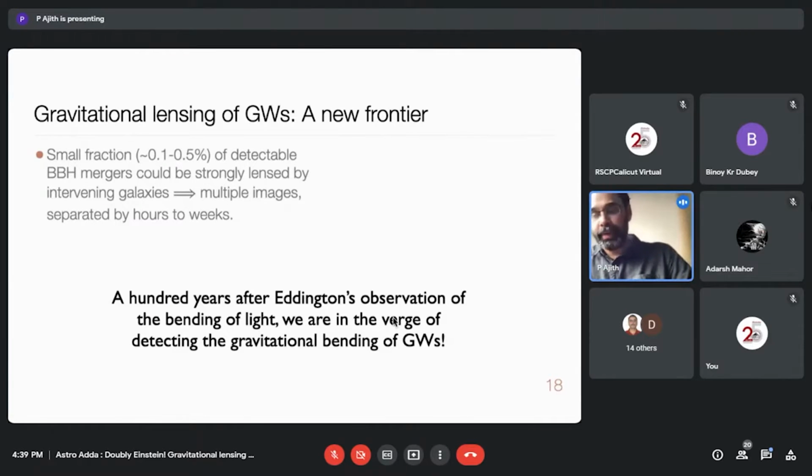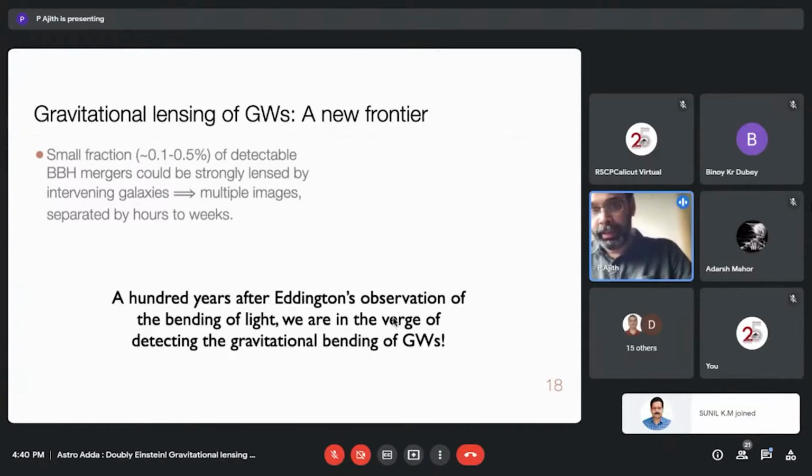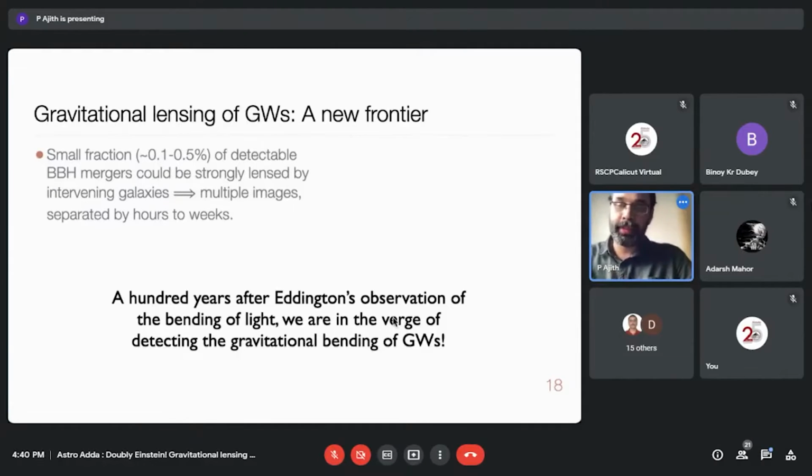The recent estimates have shown that a small fraction of these gravitational wave signals detectable by LIGO and Virgo in the next few years will be strongly lensed by intervening galaxies. And the probability is very small. It's just of the order of 0.1% to 0.5%. But because we will be observing thousands of events in the next few years, there is a statistical probability that a small fraction, a handful of them, would be lensed, even in spite of the small probability.